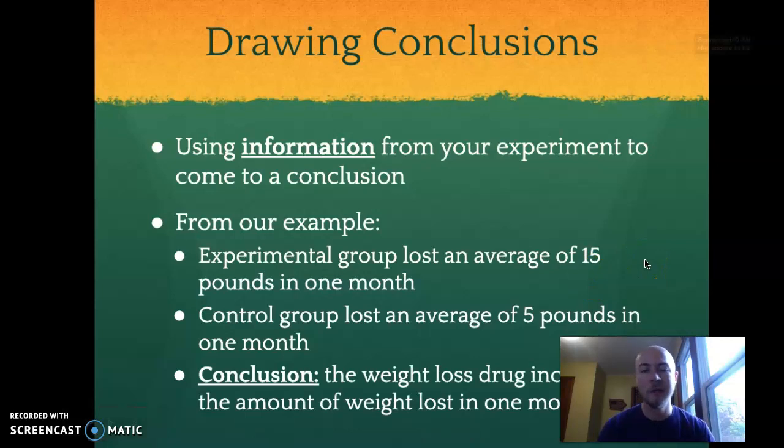So our conclusion is the weight loss drug increases the amount of weight lost in a month, right? And we're very explicit in stating that the pill increased this. We can't say the pill is better, right? Even though it is, because notice that sounds biased. We have to say this caused this, caused this. We have to be very analytical is what you might call it, very evidence-based. The weight loss drug increased the amount of weight loss because, again, that is what occurred.